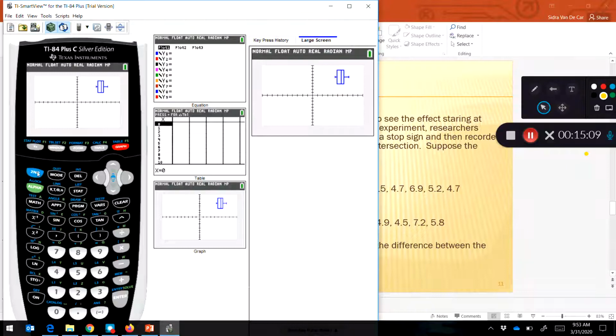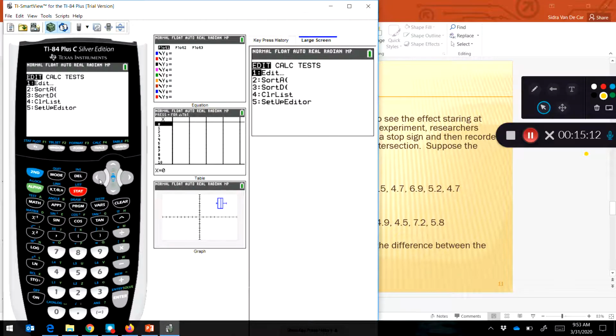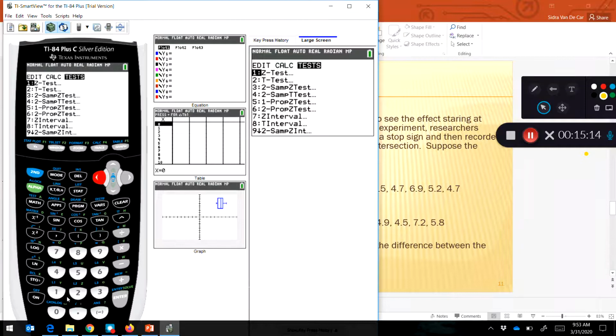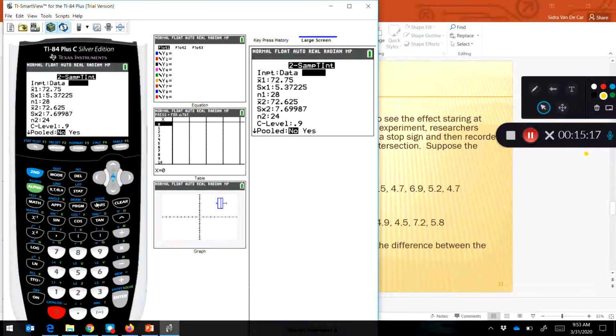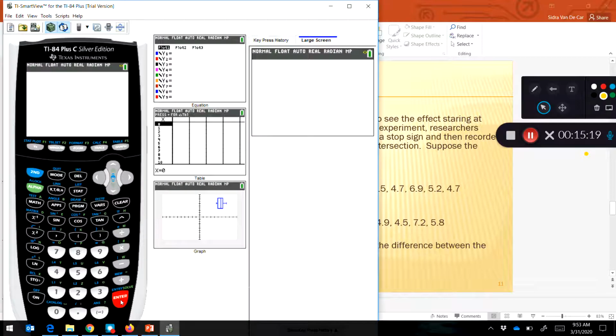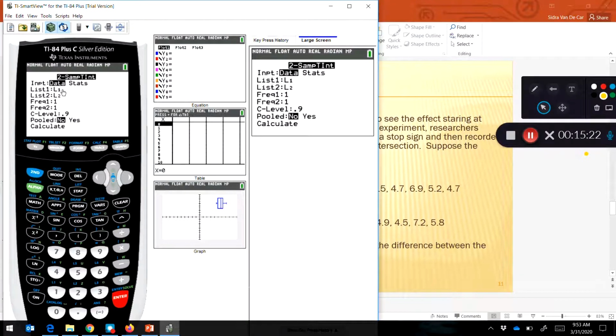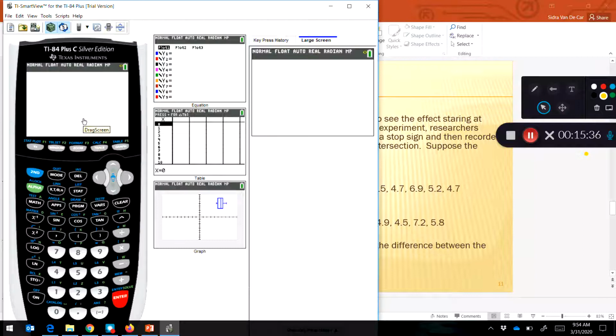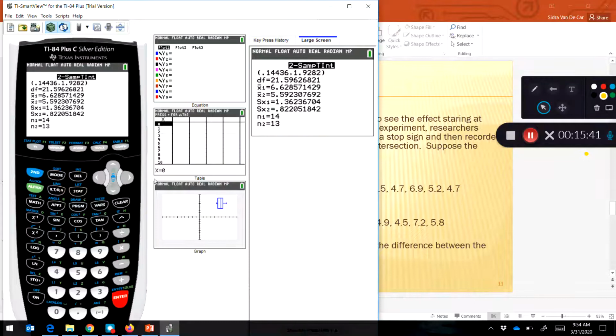All right, so now I'm going to go into stat and over to the tests. And remember, it was option 0. This time I want to enter the data because I have it stored in my lists. So I want list 1 as L1 and list 2 as L2 since that's where I stored the data. This time I want a 95% confidence interval, so I'm going to go down here to 0.95. Don't pool, and calculate. This time we get 0.14 to 1.9.